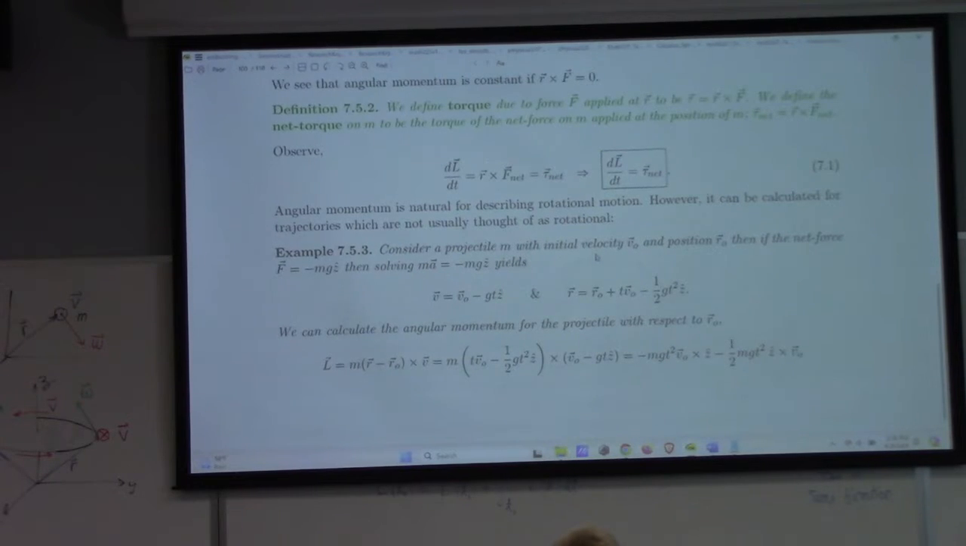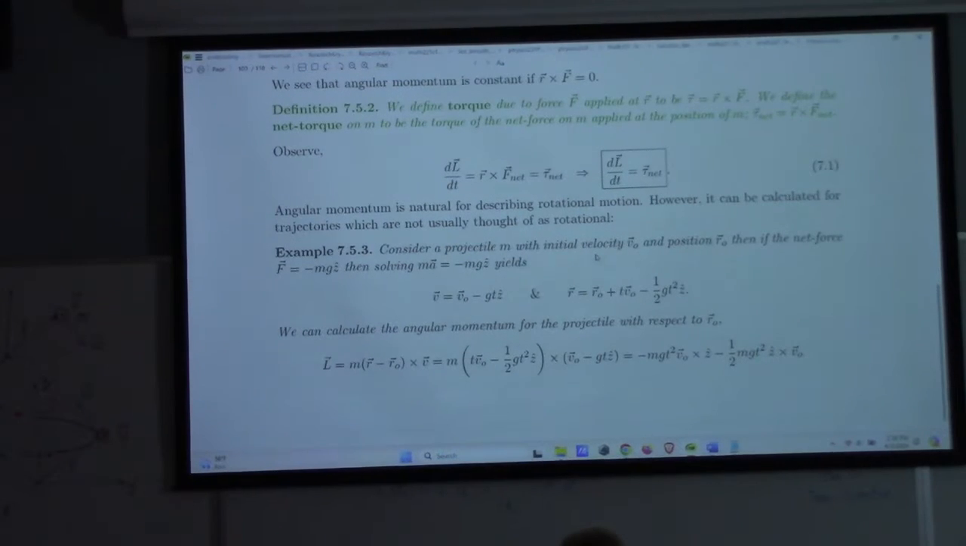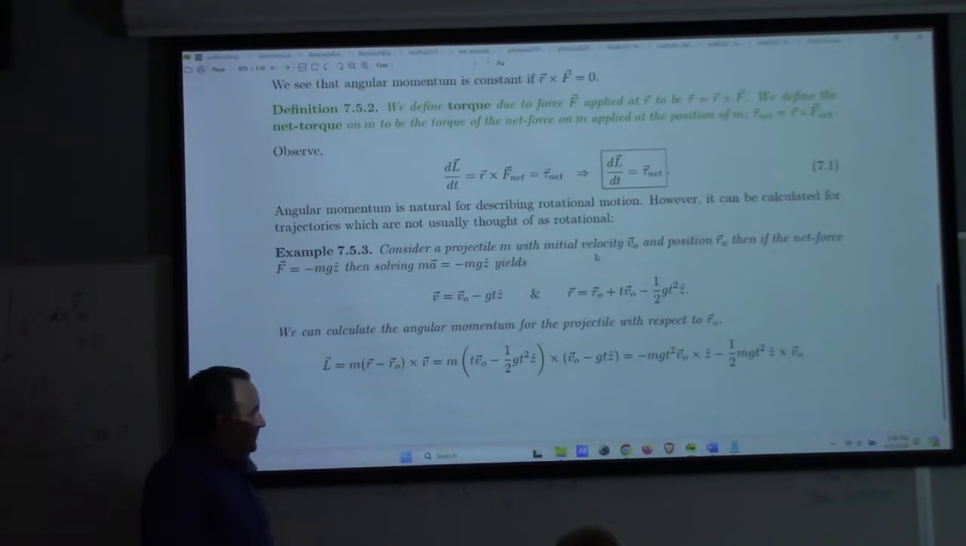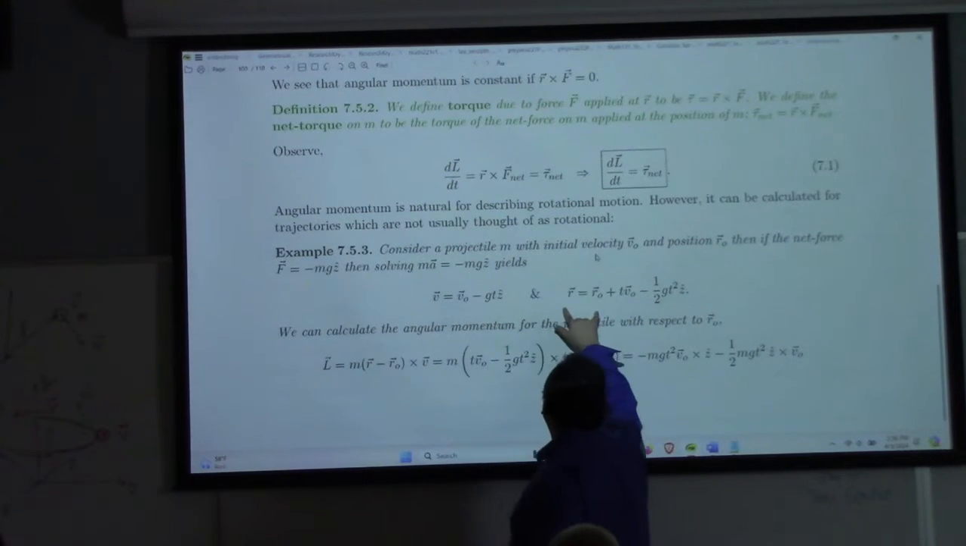So I can write down, I mean, we've studied projectile motion earlier. We already have all the formulas for the motion, right? We got velocity, we got position as a function of time. We know these things. So let's look at them together here. Here's my velocity, my position.